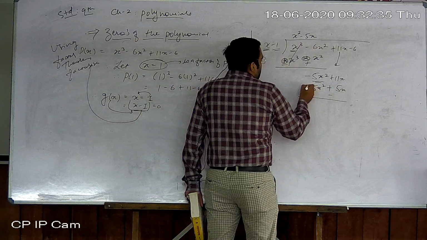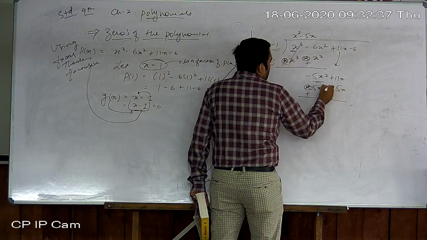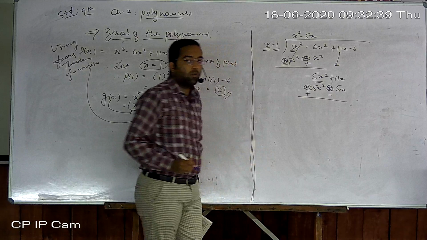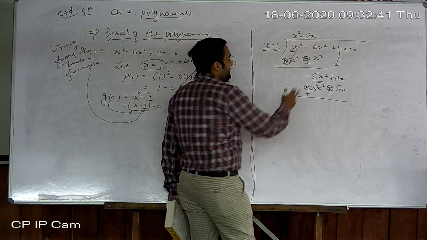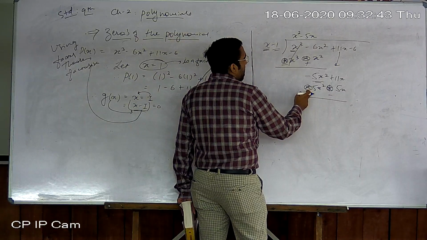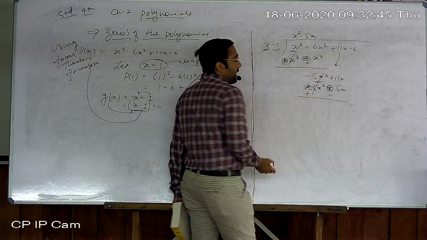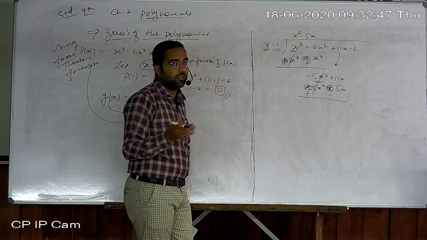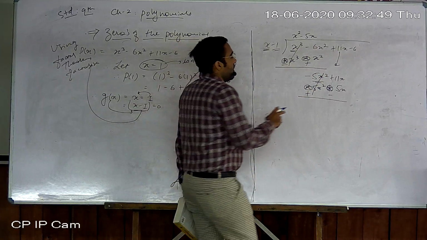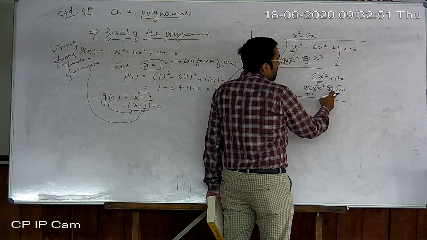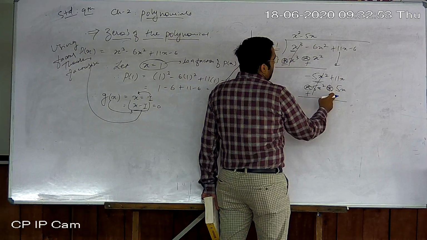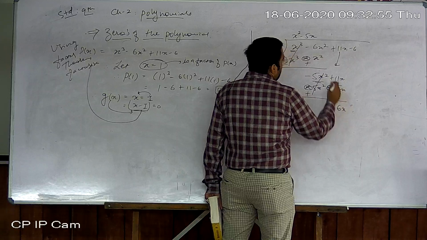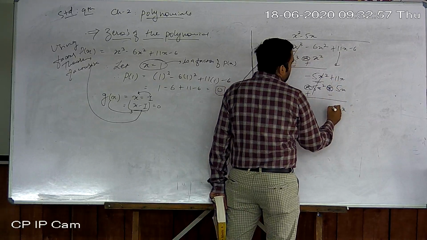Now cancel out the middle signs. Here is a minus 5x square and here is a plus 5x square, therefore that cancels out. Minus 5 plus 5, that is 0. Here is a plus 11 and here is a minus 5. 11 minus 5 is 6x, and the bigger number is 11, so that is plus 6x.